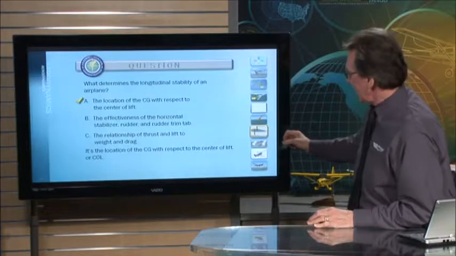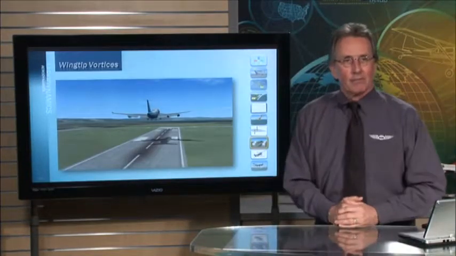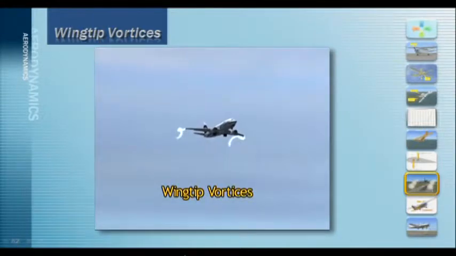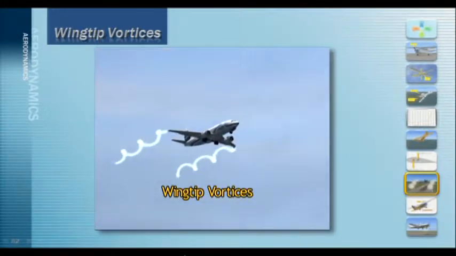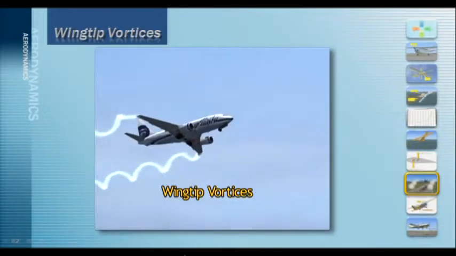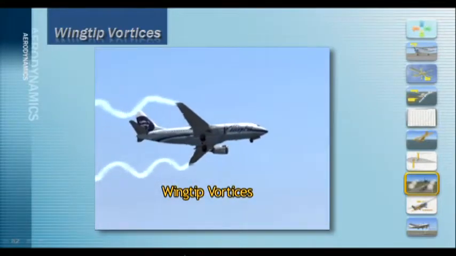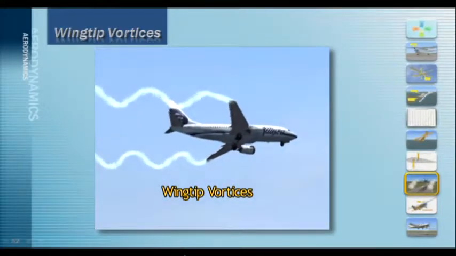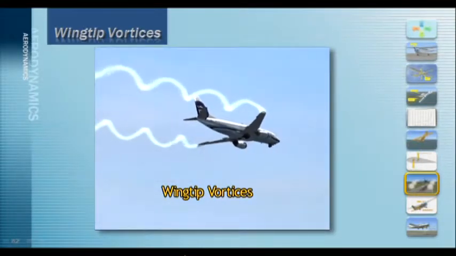This is wake turbulence. And back to your instructor. Wingtip vortices are a byproduct of lift. Typically, larger airplanes, such as this one here, generate a lot of wingtip vortices. They are most noticeable when an airplane is heavy, slow, low, and clean. In other words, the flaps are retracted, and so is the landing gear.